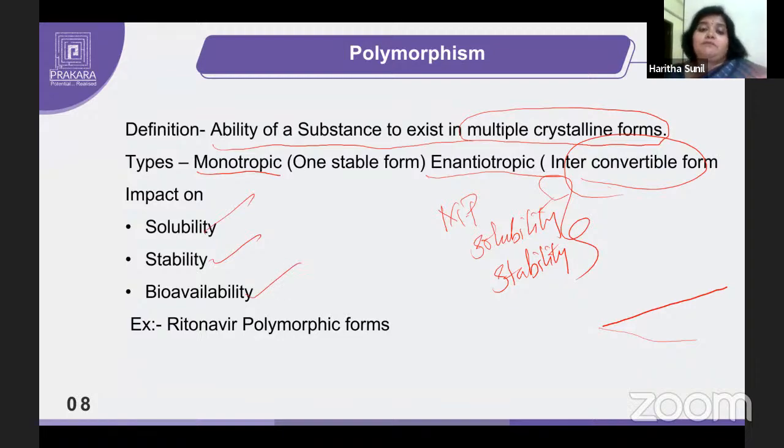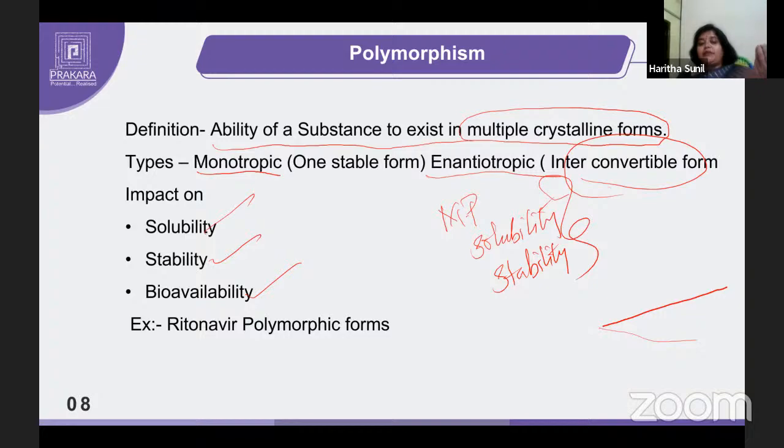How it shows its impact on the solubility is like a more soluble polymorph increases the bioavailability, while a less soluble one always delays the onset of action. Okay, like the different polymorphs, as they have different melting points and different solubility properties, it is going to affect the solubility. And then how it is affecting the stability, the stable polymorphs generally ensure a longer shelf life, whereas unstable forms degrade much faster.